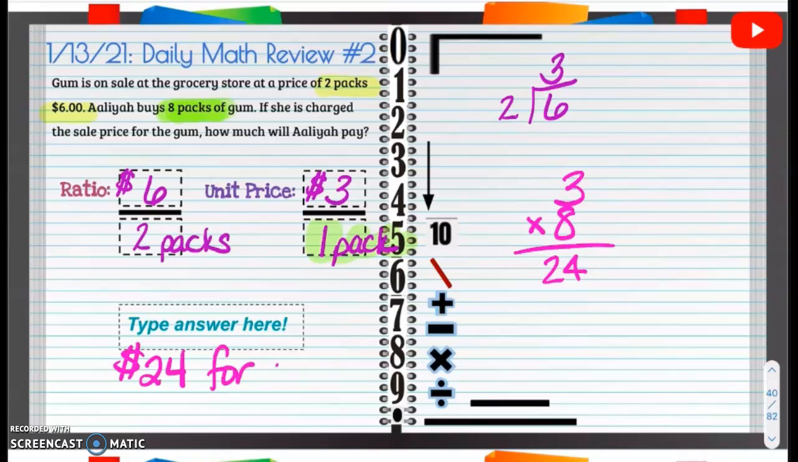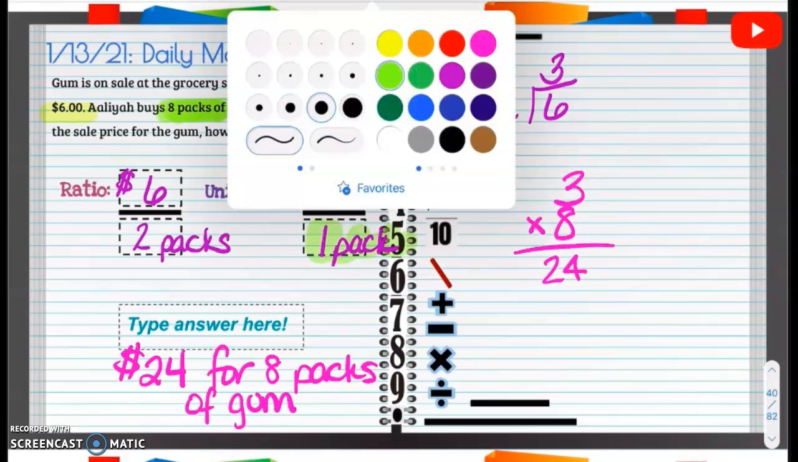You can put 8 packs of gum, or you can put $24, that is fine. And that's going to be it.